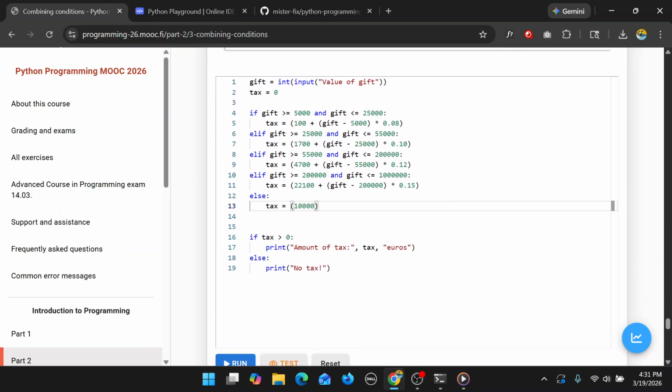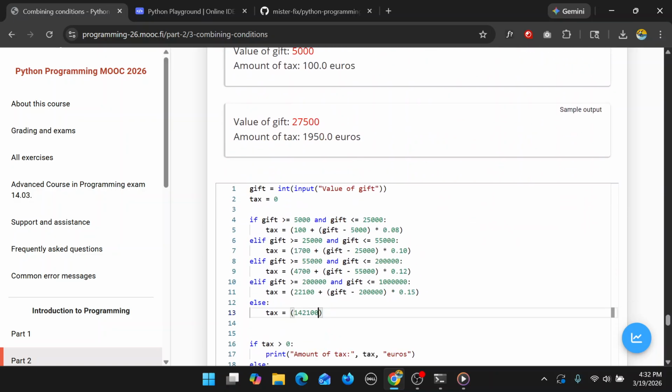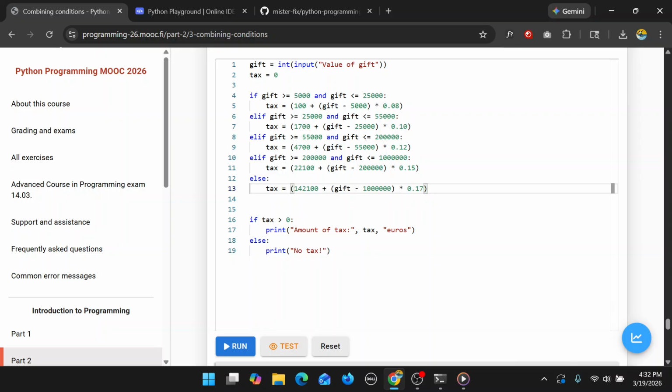Actually, no, the taxable lower limit is 142,000 euros. 142,100. Is this 6 numbers? Yes, it is. Plus value of the gift minus the lower limit, which will be 1 million. Is this 6 zeros? 1, 2, 3, 4. Yes, it is. Times 17%. And I think this should work.